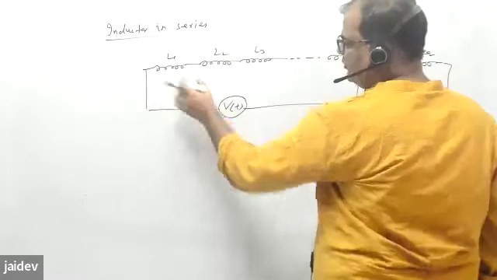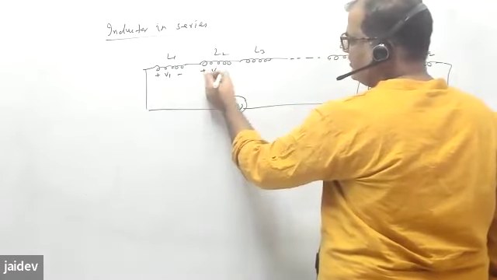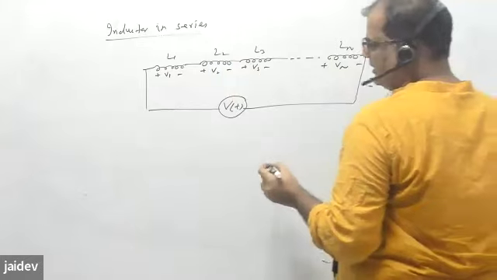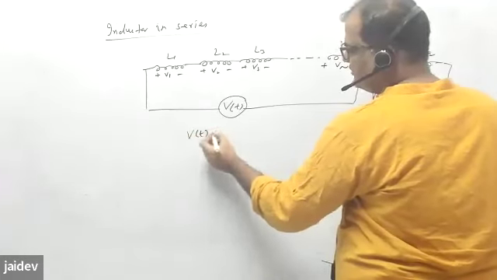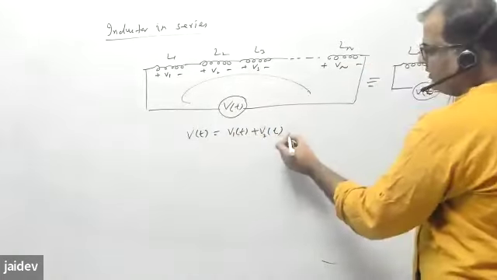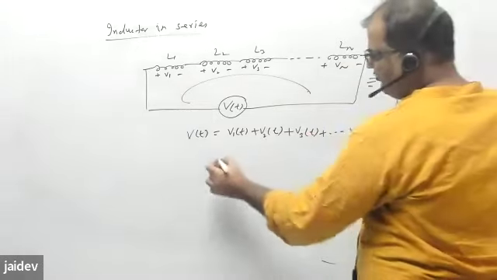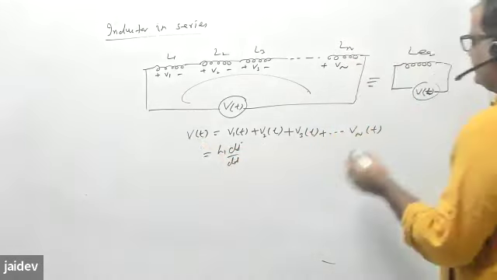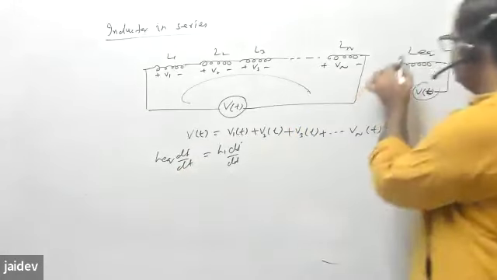Now this voltage, I told you whenever you apply time dependent voltage, here also voltage will develop. Say V1. Here also voltage develops, say V2. Here also voltage develops V3. And here also voltage will develop VN. Now total voltage V at time t will be V1(t) plus V2(t), Kirchhoff law, plus V3(t), plus VN(t). And now V1 is what? L1 di by dt.